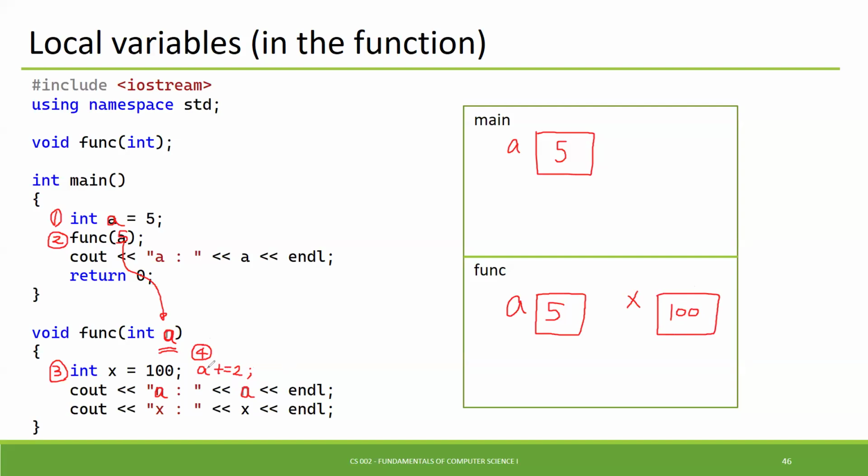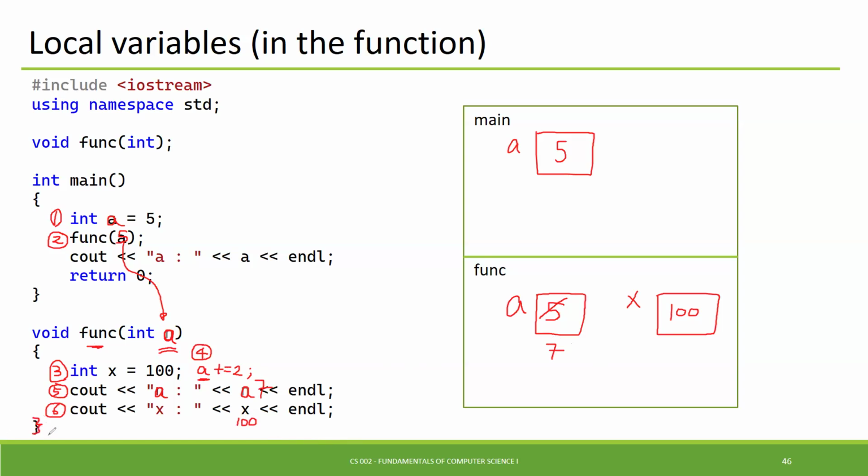Okay, so A is incremented by 2. This A is a local variable of the func, right? So the computer will increment this by 2 and it has 7. And then after that, cout A will print out 7, right? Okay, and X is created 100, so it will print out 100, right? Okay, and then the function ends.